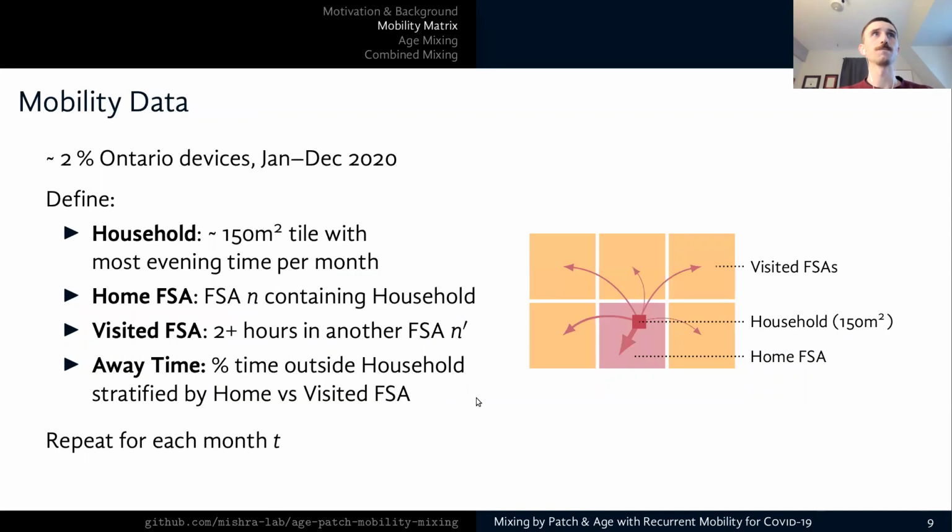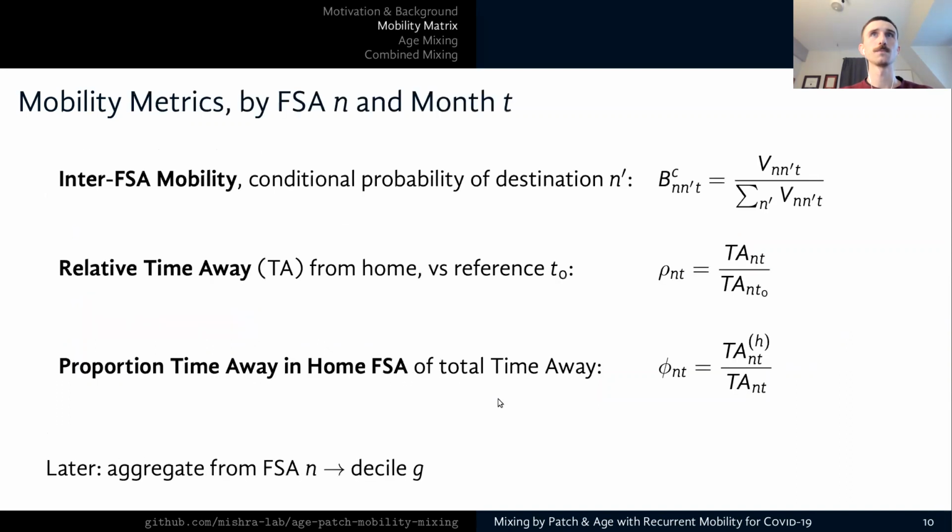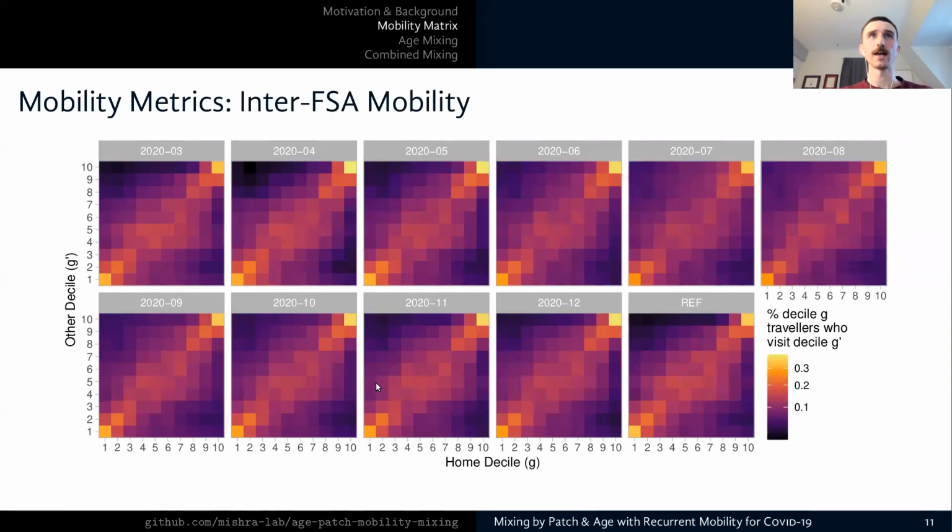So I said I would skip over this, but probably the interesting elements are something like this. Each of these different tiles is a different month throughout the pandemic. And what each individual tile is showing here is the probability that someone from this x-axis is going to go and visit some other patch on the y-axis, given that they're leaving their home neighborhood, their home FSA.